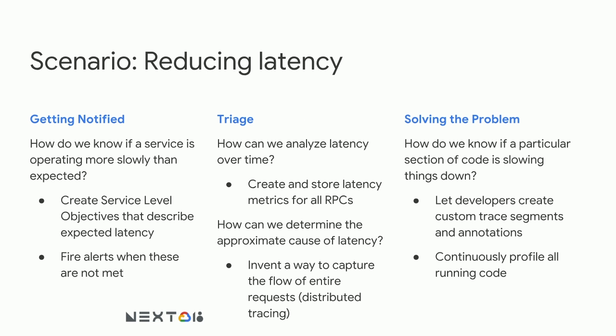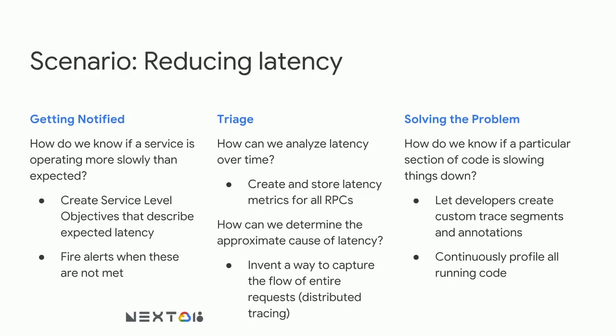So let's talk about how we walk through a scenario at Google, for example, reducing the latency of an application. The first step is understanding if a service is operating more slowly than expected. As I mentioned in the beginning, we have SLOs and SLIs, which are descriptions of a service that tell us how we expect it to operate in production. At Google, to launch a service, you need to define those. And so you can set up alerts to find out when your application has breached those barriers.